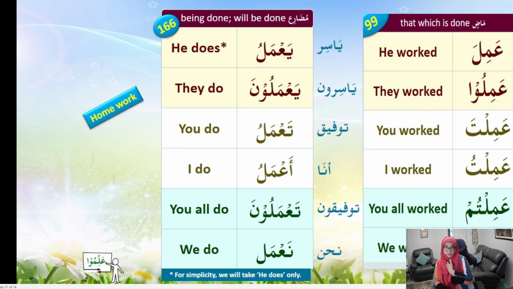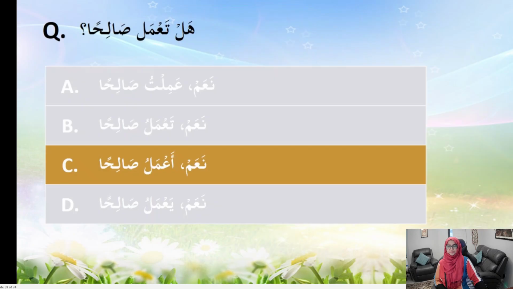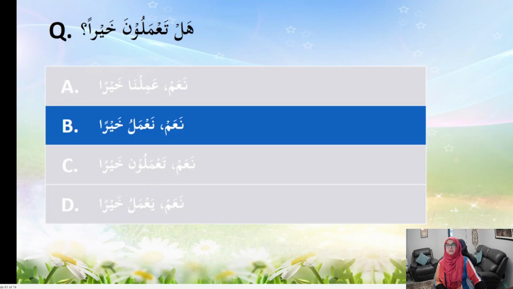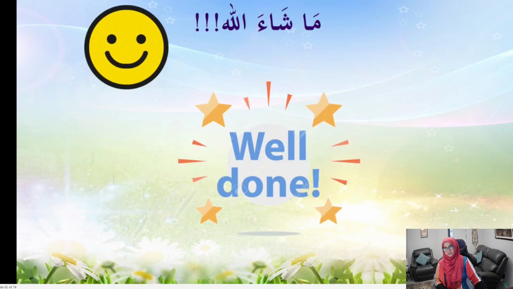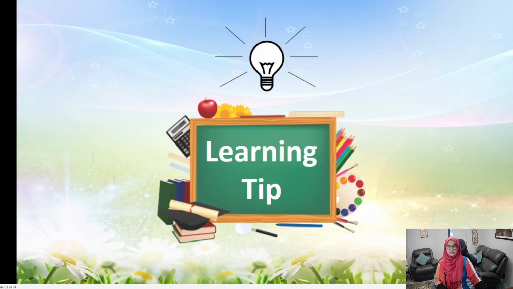So you will say yes, we are doing good. So when it is you all, the answer has to be we all. When I ask you directly, your answer will be yes, I. But if I say you all, the answer will be yes, we all. Okay? So do you all do good? You say yes, we do good. MashaAllah, well done. Good job.